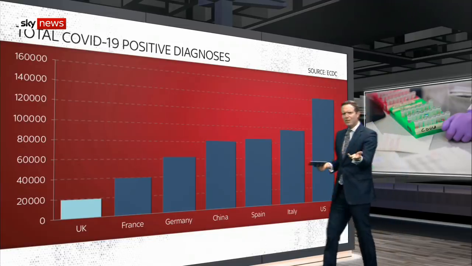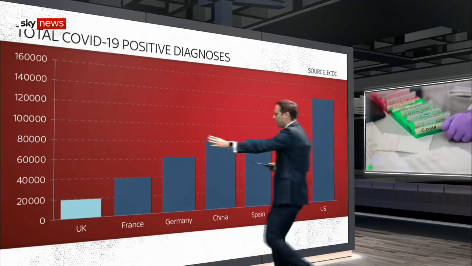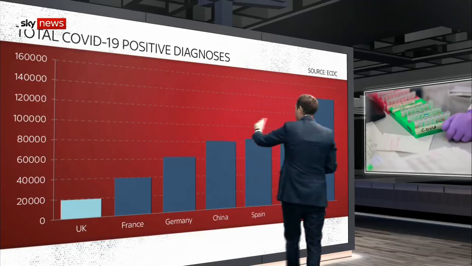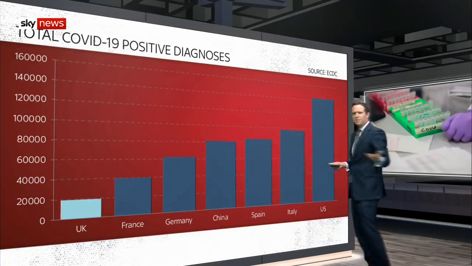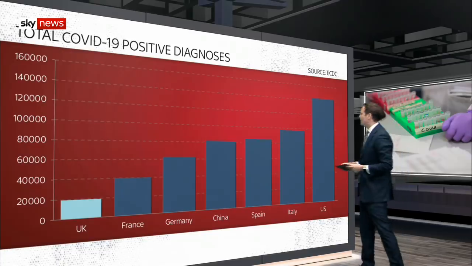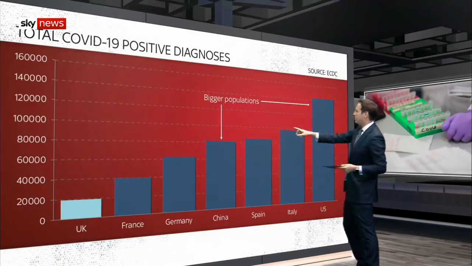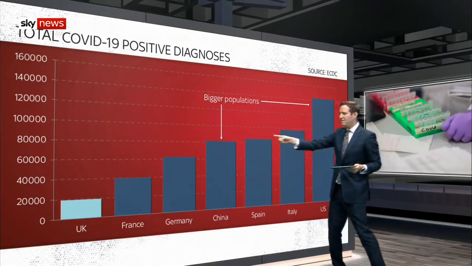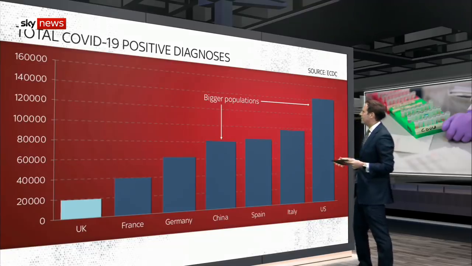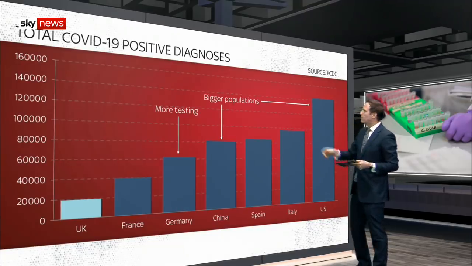And actually, that would make the UK look pretty good, wouldn't it? If you compare the UK with other countries, it's lower than France, Germany, China and the rest. But there are some issues with this. You've probably already noticed them. First of all, the US and China have much bigger populations, so it's not necessarily very comparable there, is it? And other countries are doing far more testing.